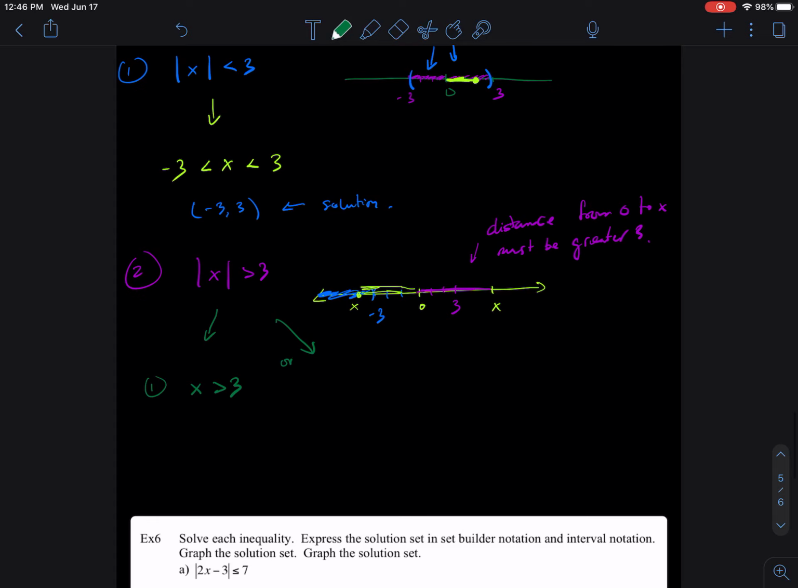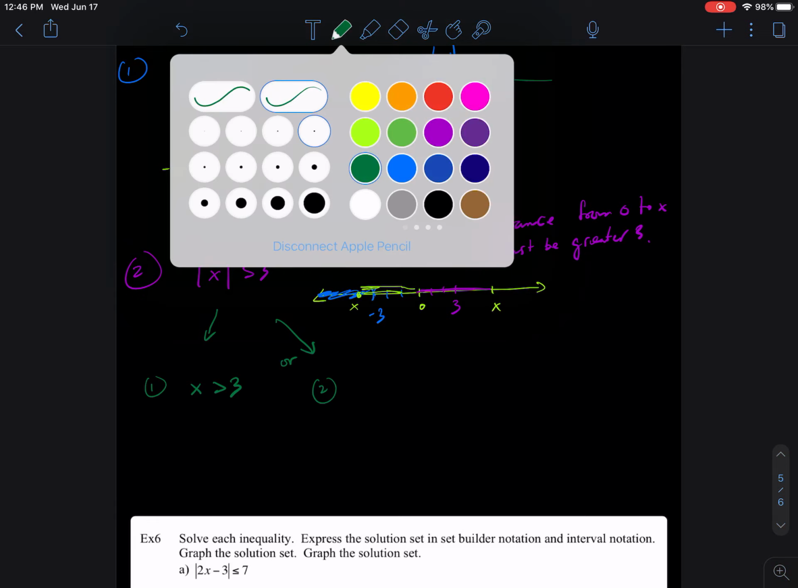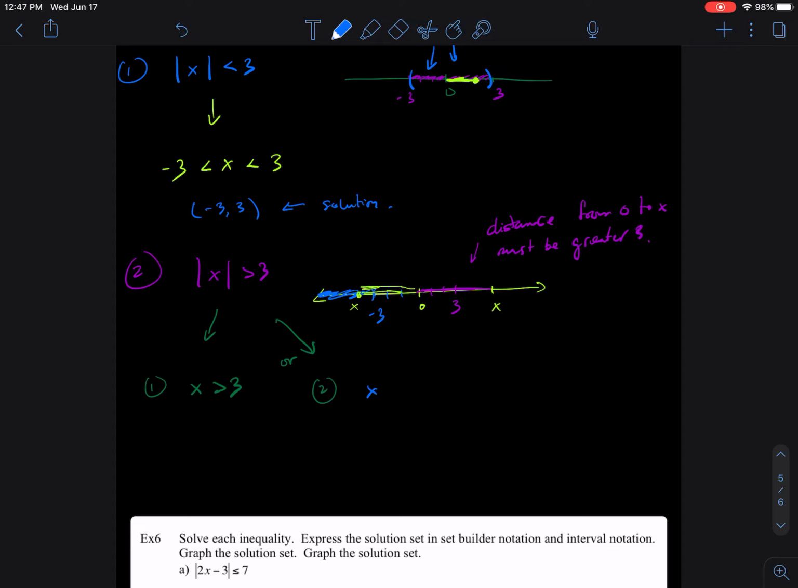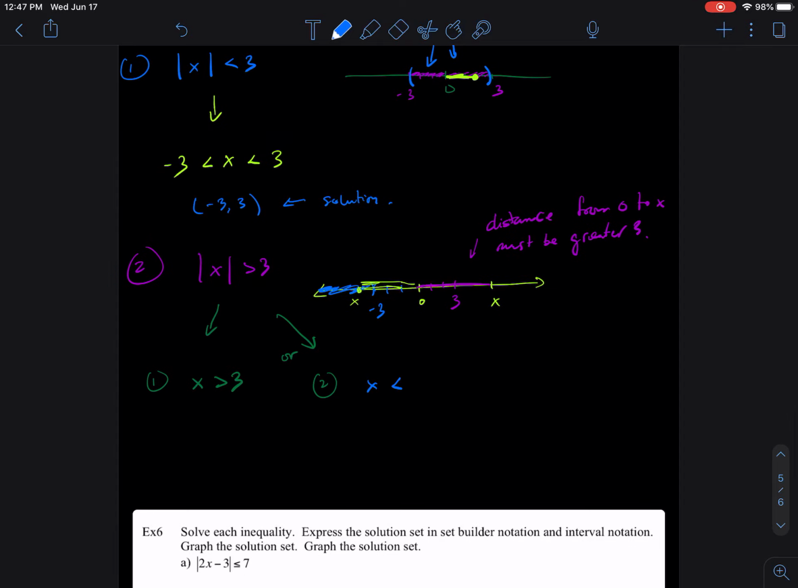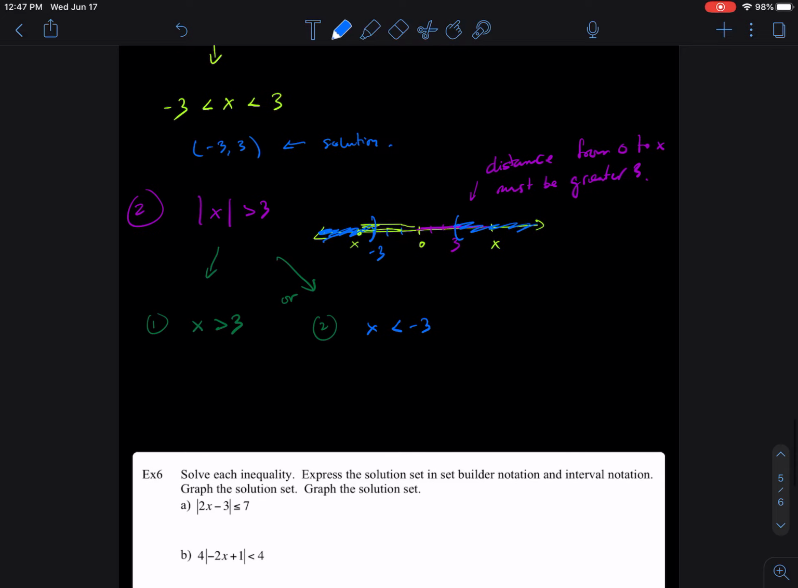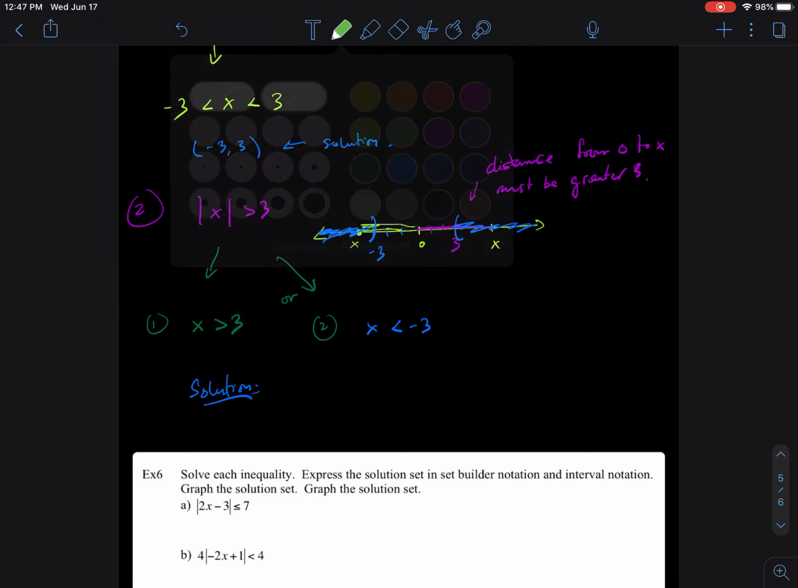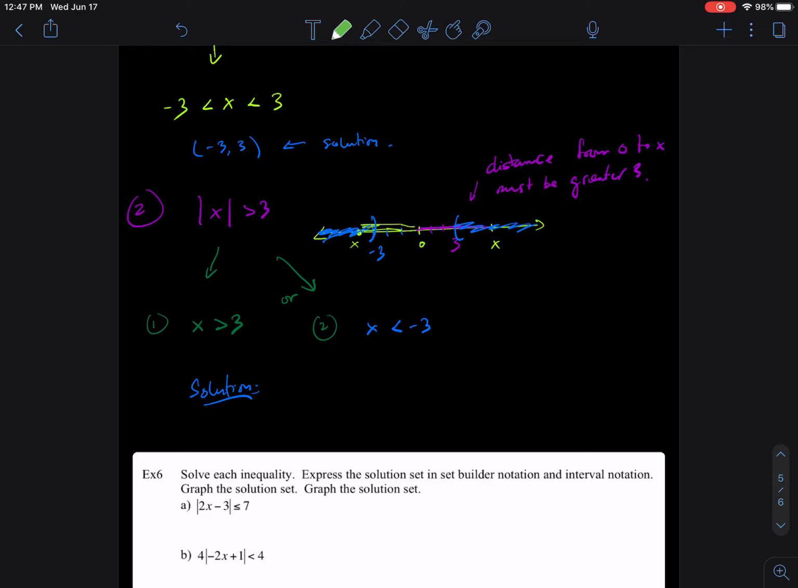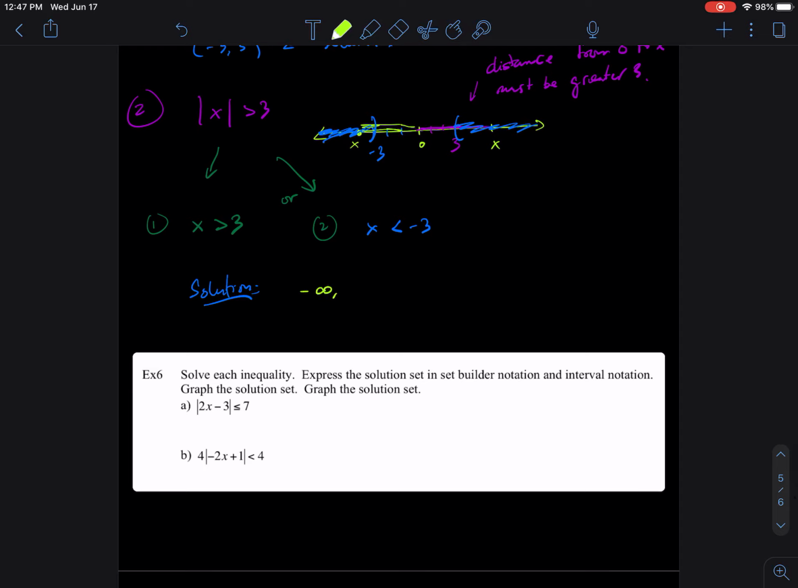Or, if we pick all the x values to the left of negative 3, meaning less than negative 3, that would yield the solution there. So in terms of interval notation, we have all the x from negative infinity to negative 3, union 3 to positive infinity. That will be the solution.